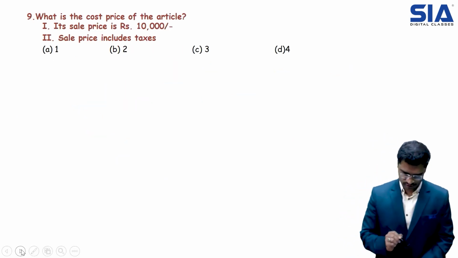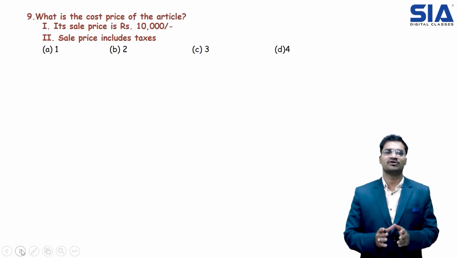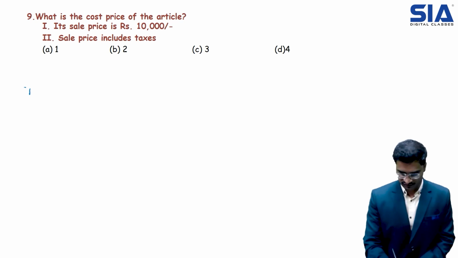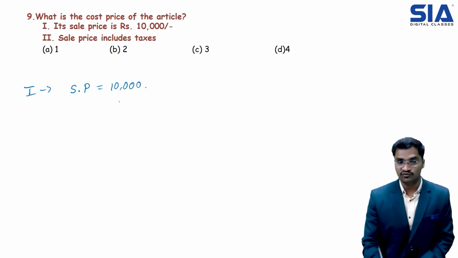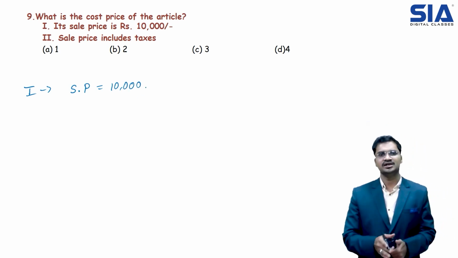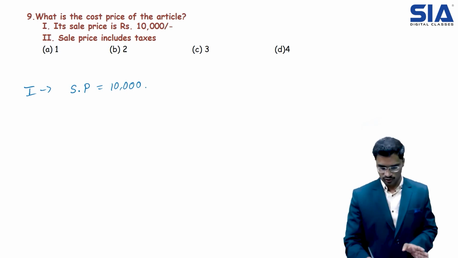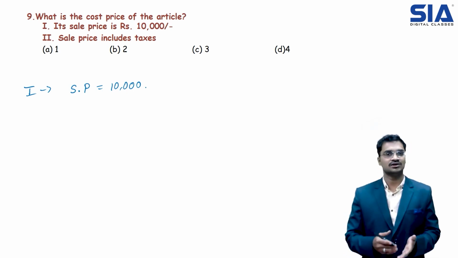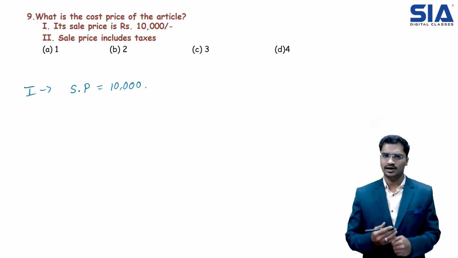Now coming to the next question, which is, what is the cost price of an article? So we have to find the cost price of an article. The first statement says that the selling price here is 10,000. We have to find the cost price, but here he is giving the selling price. So by using only statement 1, can I answer the question, what is the cost price? No, I cannot answer the question.